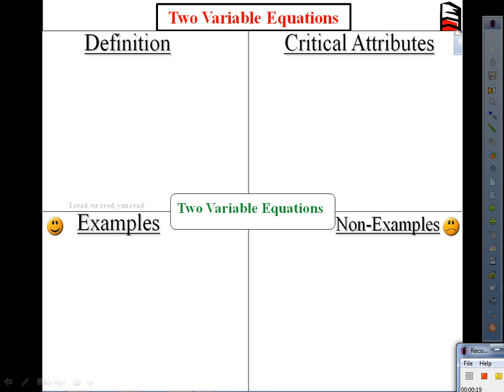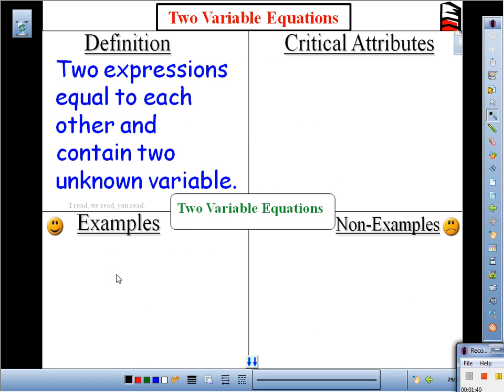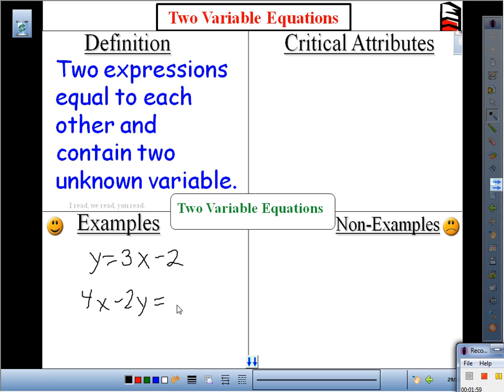All right, we got it? All right, Arya, what would be our definition? Expressions equal to each other, and what else? Two unknown variables, that is correct. Write that down, please. Two expressions equal to each other and contain two unknown variables. Example: y equals 3x minus 2, 4x minus 2y equals 6, and a plus b equals 23.